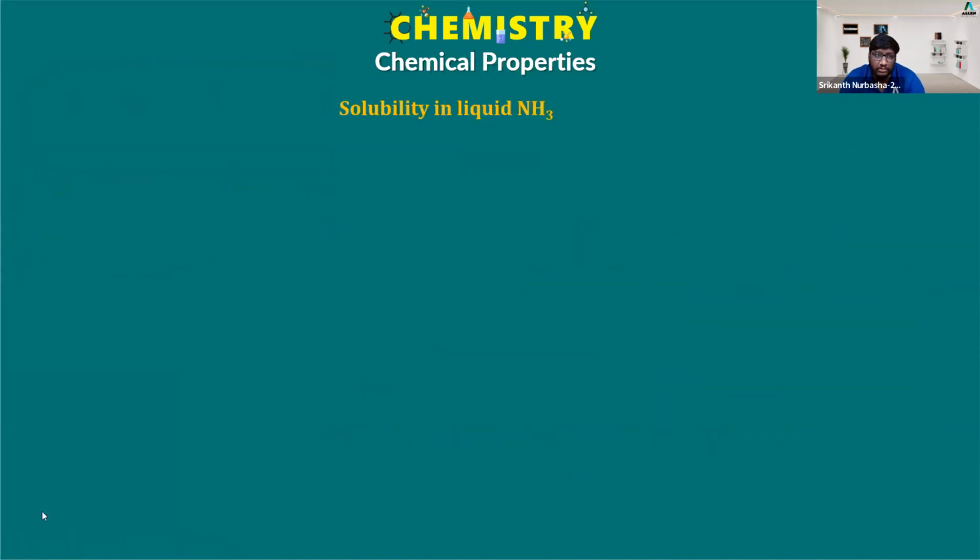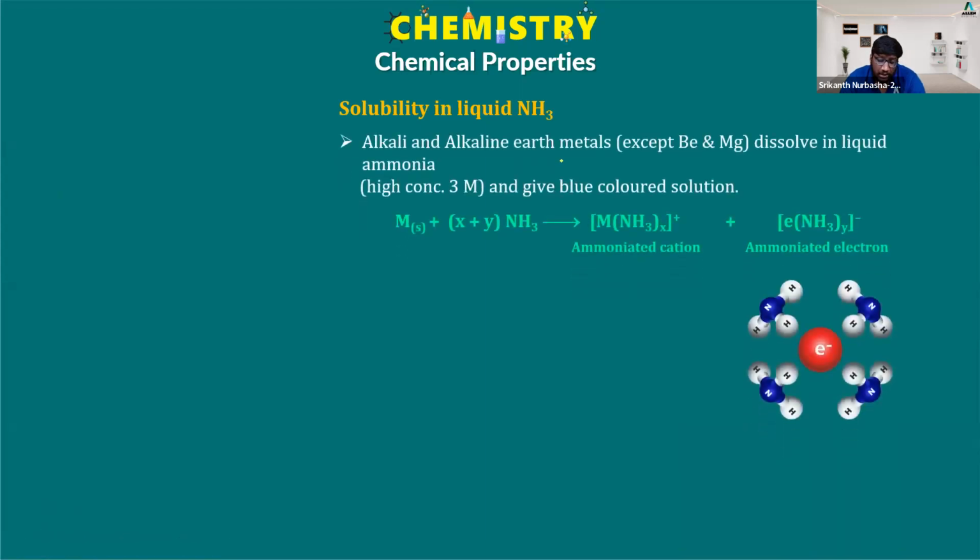Solubility in liquid ammonia. If you try to think of solubility in liquid ammonia, what do we have? Alkali and alkaline earth metals, except beryllium and magnesium, dissolve in liquid ammonia, that is, high concentration of ammonia, and give a blue colored solution. If you think of any metal, the metal will form M plus ions. If you take an alkali metal, it will form M plus ion and an electron is leached out.